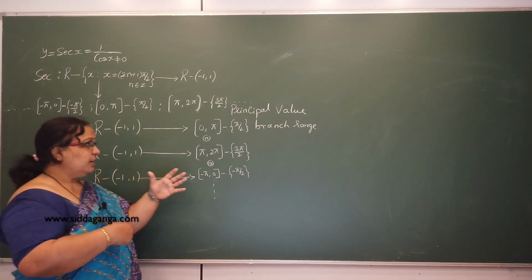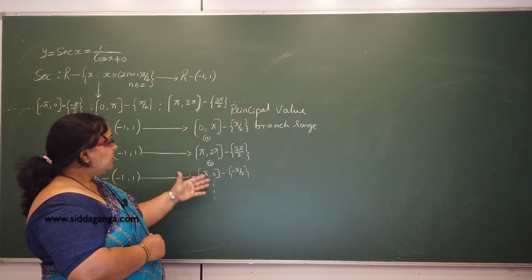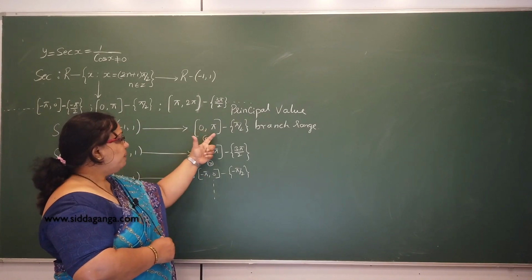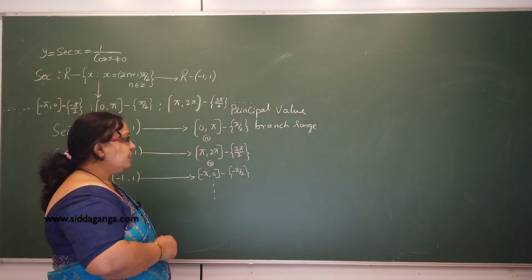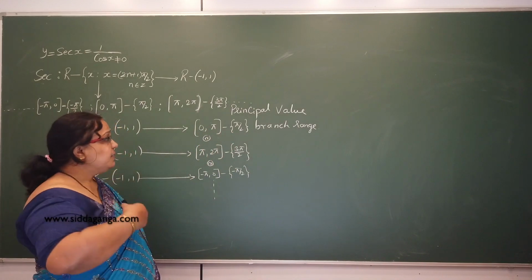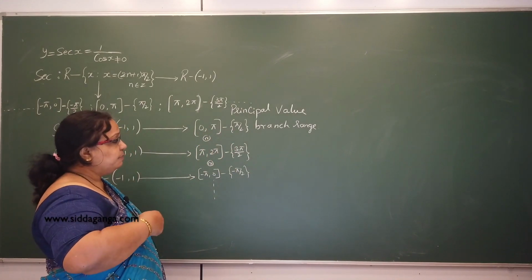But in particular, if we consider the range as closed interval 0, pi minus pi by 2, then it is called the principal value branch range.